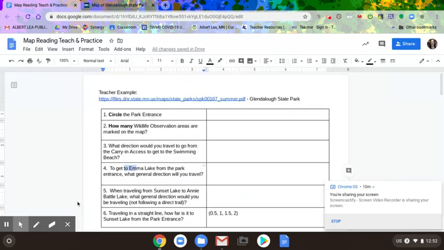Okay. Last question. Now you have this straight line, how far is it? So we need a distance, so we're going to use the scale. Again, you're going to want to have something that you can just put up against your screen. It'd be a lot easier if we had a physical map and something actual like a ruler to measure with, but maybe you have a ruler at home and you can hold the ruler up to your screen. That's fine. But we want to find how far it is from the park entrance to Sunset Lake.